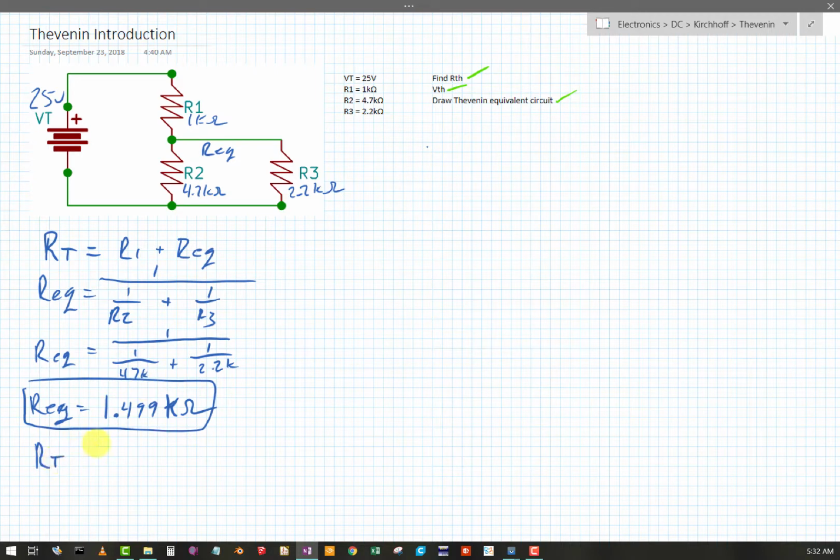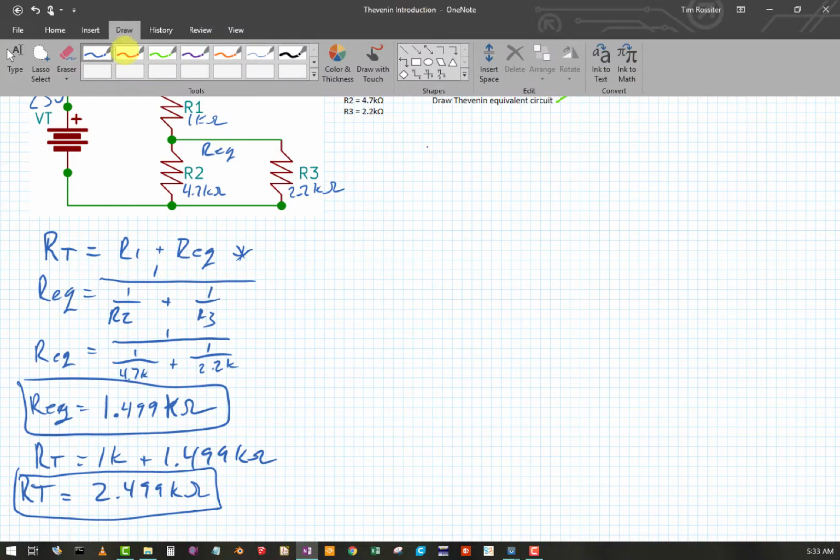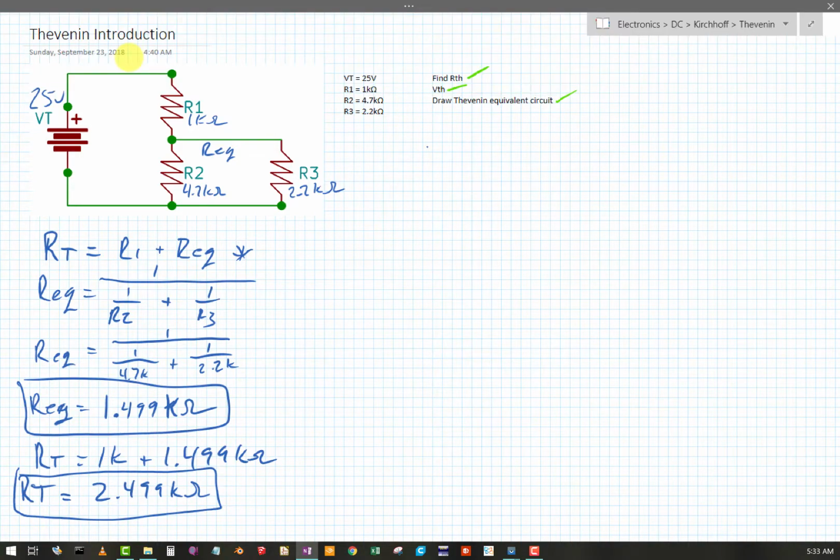So our total equals R1, 1k, plus Req, which was 1.499k ohms. So our total is going to be 2.499k ohms. That's nice. So now I can find current. It's getting exciting, don't you think? You're like, yeah, real exciting.